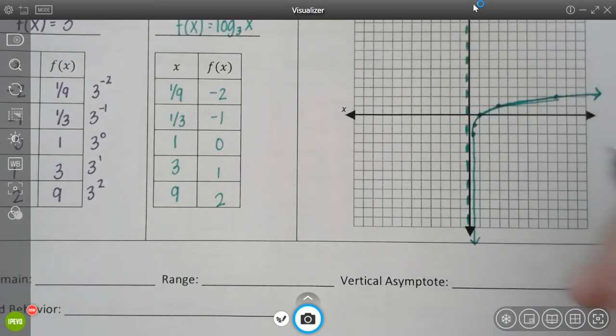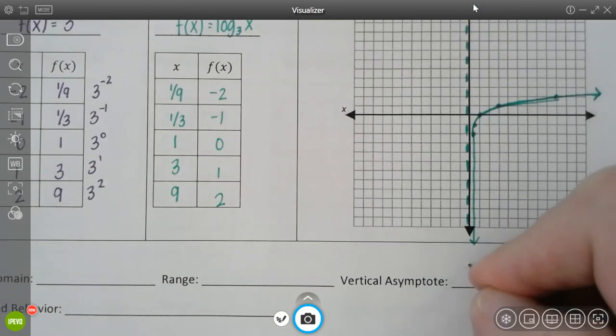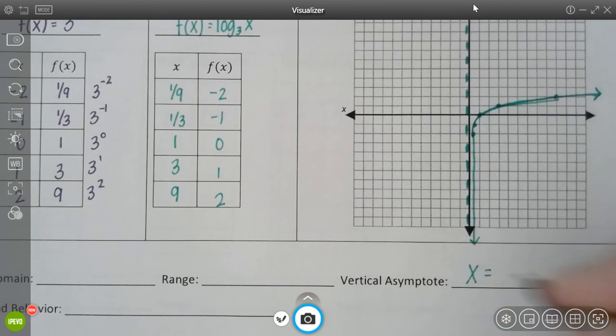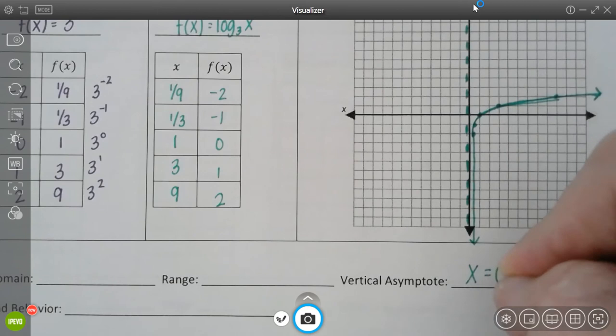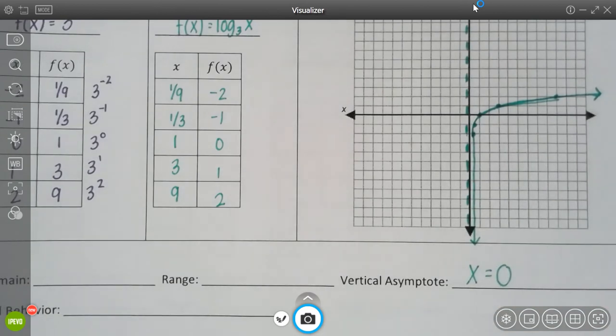And while I'm at it, I'm also going to put in the equation of the vertical asymptote down below. Remember that a vertical asymptote should be written as x is equal to, and in this case, x is equal to 0. Will it always be? No. Depending on what the transformations of the function are, it could change. It can be 0, but we'll see that it might change in the next couple of examples.